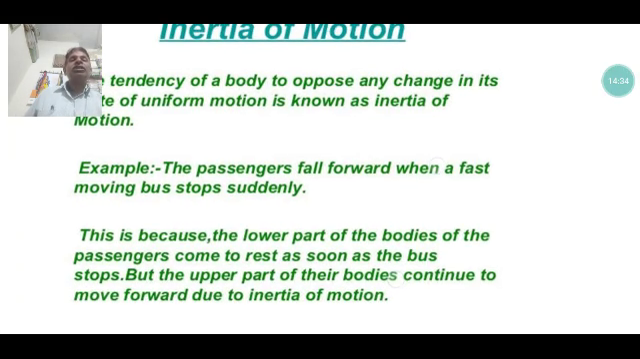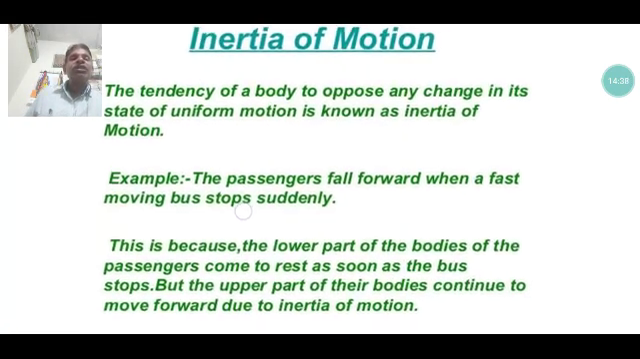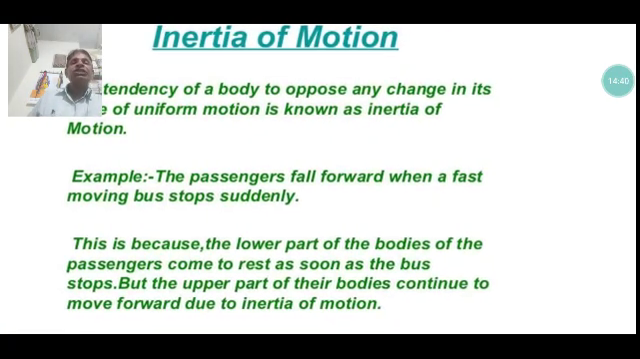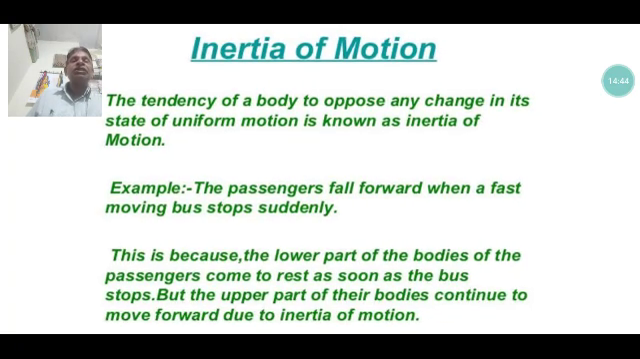Now, the second type of inertia: inertia of motion. It is the natural tendency of a body to oppose any change in its state of uniform motion. This is known as inertia of motion.